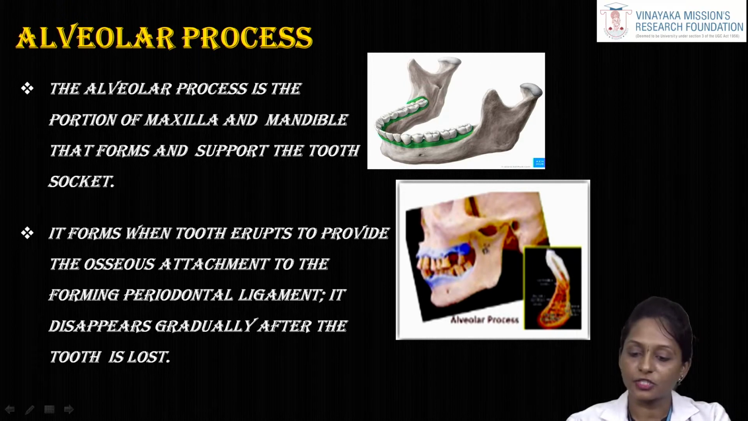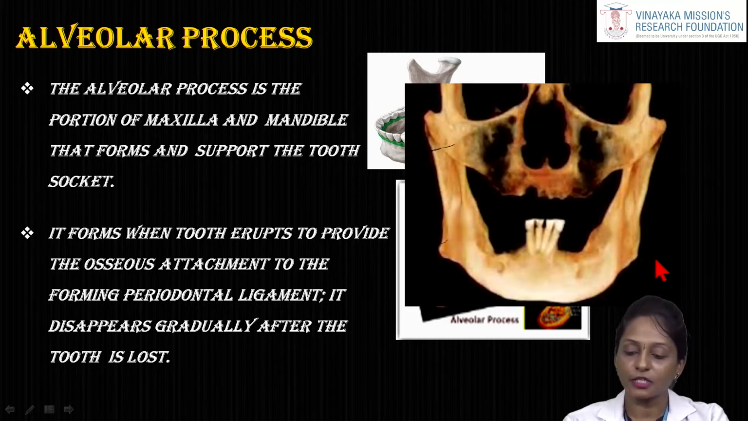In this first picture, you can see this green coated area, it is the alveolar process, and you can see the alveolar process is present as long as the teeth are present. And in the second picture, you can see this blue coated area, it is the alveolar process. Next, in this picture, you can see in the mandible posterior region, there are no teeth. So the alveolar process is also not seen in the posterior region, whereas in the anterior region, you can see the 4 teeth which are present along with the alveolar process.